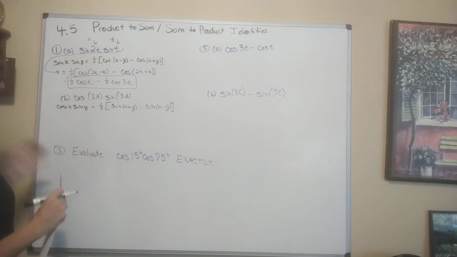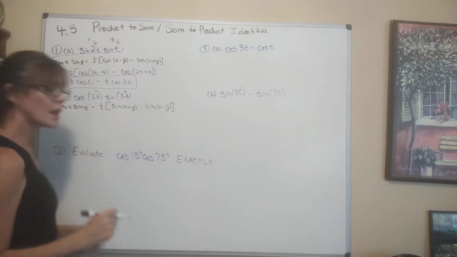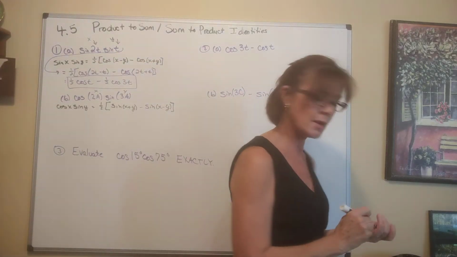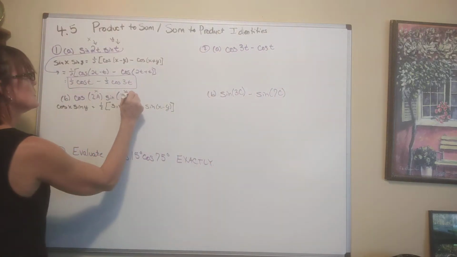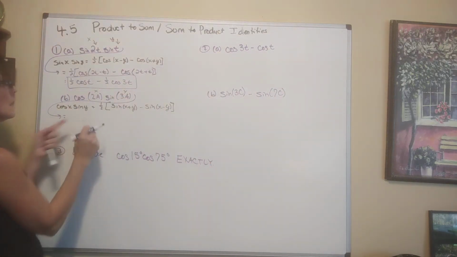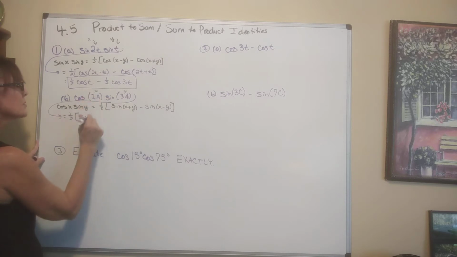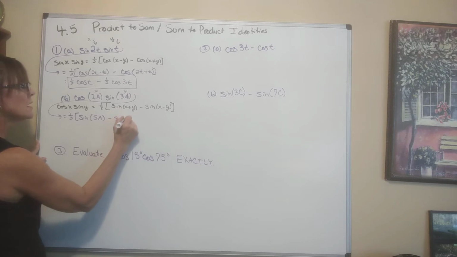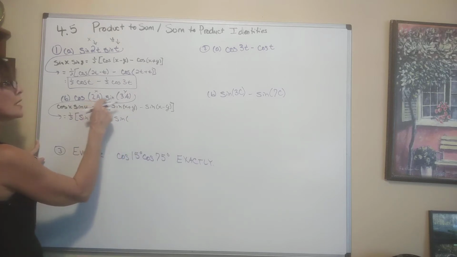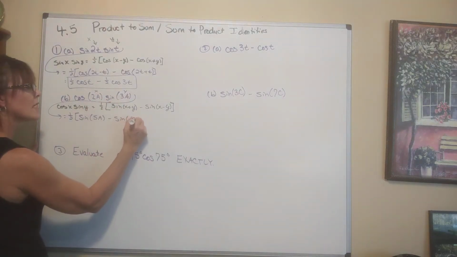Okay, so that's the identity I'm going to use. Now I'm going to let x equal 2a and y equal 3a. When I use this formula, I'll go back to the purple. This is going to equal 1/2 times the sine of x plus y, which is 2a plus 3a, which is 5a, minus the sine of x minus y, which is 2a minus 3a. 2a minus 3a is a negative a.